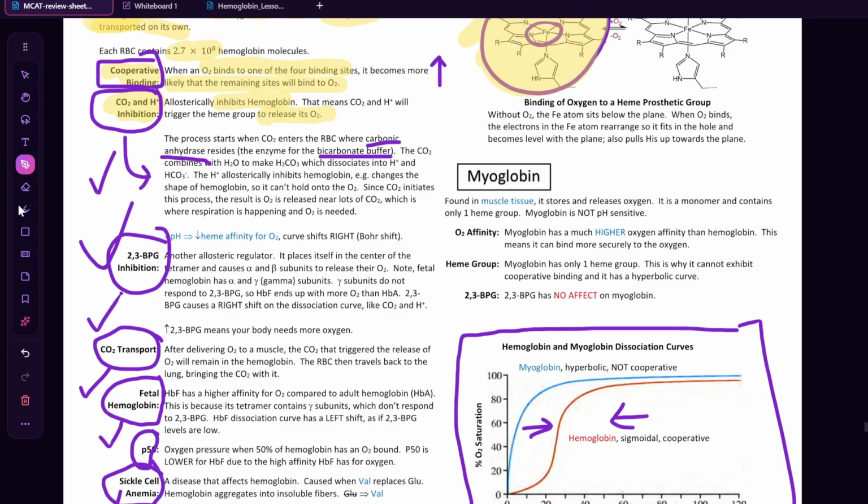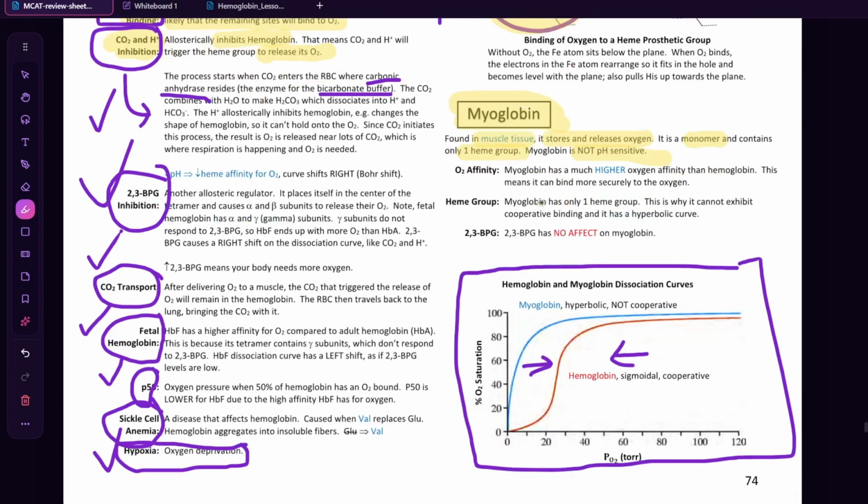There's also something called myoglobin. We've been talking a lot about hemoglobin, but there's also myoglobin, and as you can guess, it relates to muscle. It stores and releases oxygen as well. It is a monomer and contains only one heme group. Myoglobin is not pH sensitive. That's why we don't have to talk about the bicarbonate buffer system in this case.